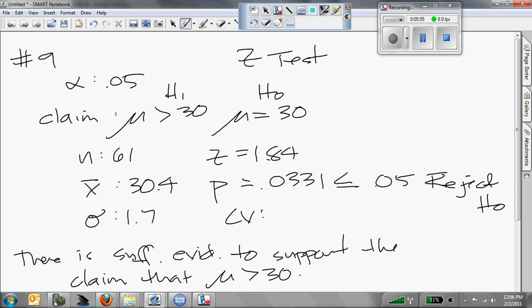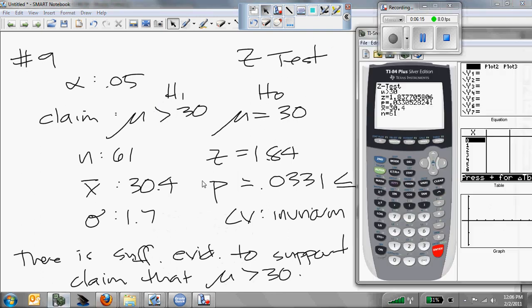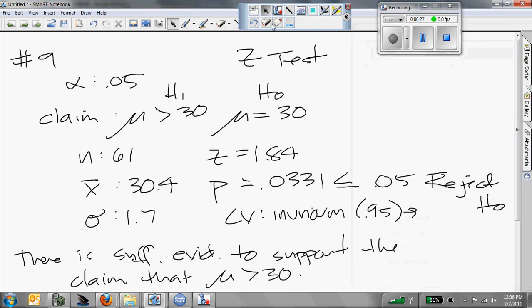And lastly, find the critical value, inverse norm. Our critical value is going to be in the right tail. So since it's in the right tail, we use 1 minus alpha. 1 minus 0.05 is 0.95. Let's plug that into our calculator. Second vars, inverse norm, 0.95. And we have 1.64 is our critical value.